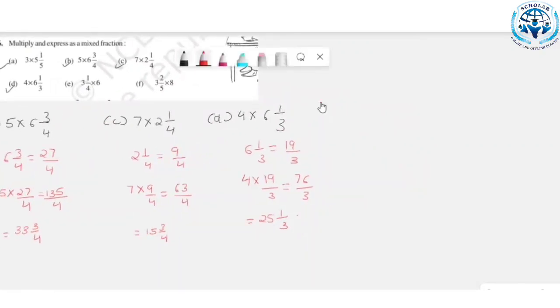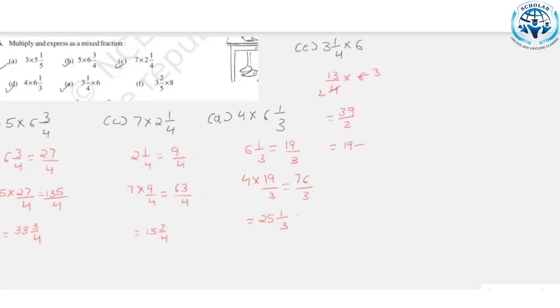Next, 3 1 by 4 into 6. 3 fours are 12, so 13 by 4 into 6. 2 twos are 4, 2 threes are 6. 13 threes are 39. 39 upon 2. Converting into a mixed fraction, 19 1 by 2.